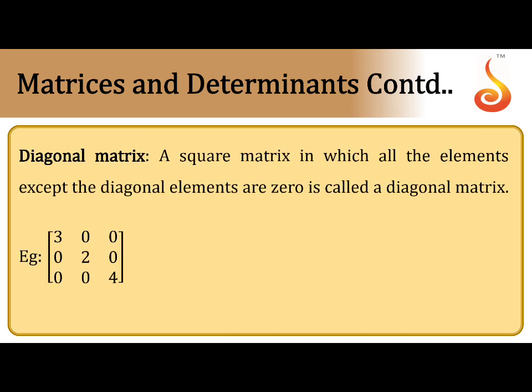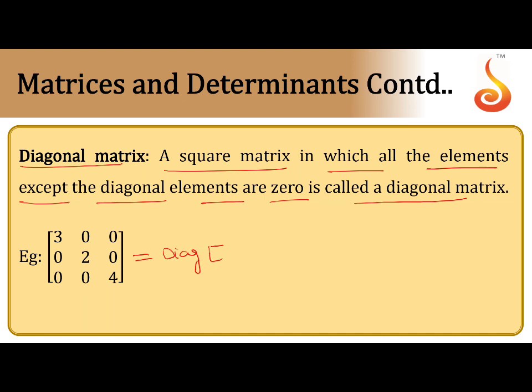What is a diagonal matrix? A square matrix in which all the elements except the diagonal elements, that is, the principal diagonal elements, are 0 is called a diagonal matrix. This can also be written as diag(3, 2, 4). How many elements? These are the diagonal elements; there are 3 elements. That means this is a 3 by 3 diagonal matrix, where these are the diagonal elements and the other elements are 0.